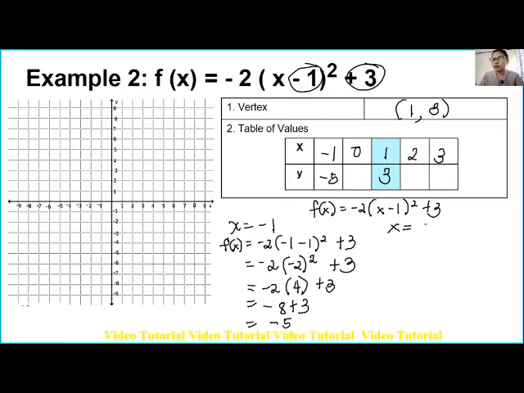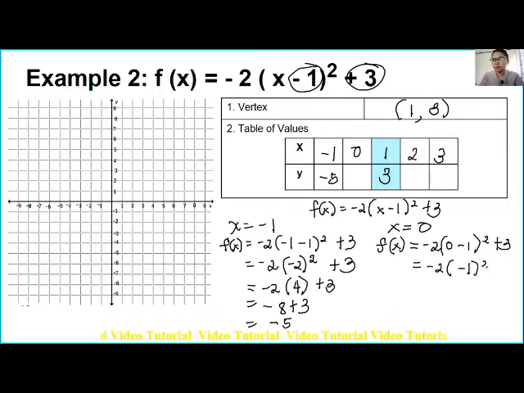Next value, if x equals 0, let us have the same equation. F of x equals negative 2 times 0 minus 1 quantity squared plus 3. So this will be negative 2, and then 0 minus 1 is negative 1 quantity squared plus 3. Negative 1 squared is positive 1. So negative 2 times positive 1 plus 3. Negative 2 times 1 is negative 2 plus 3. The answer will be positive 1.